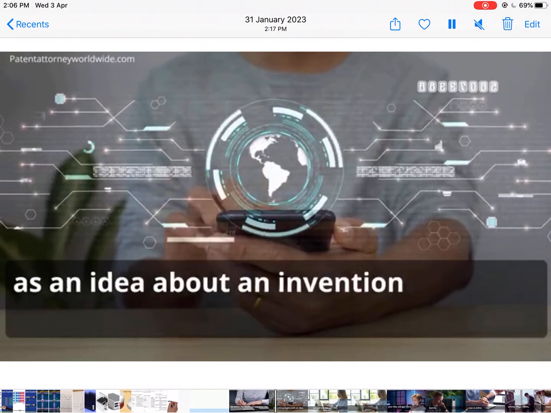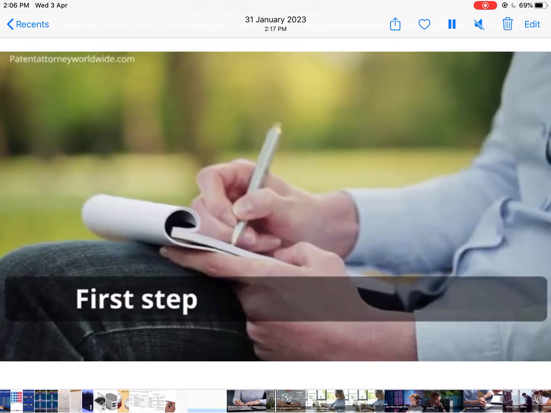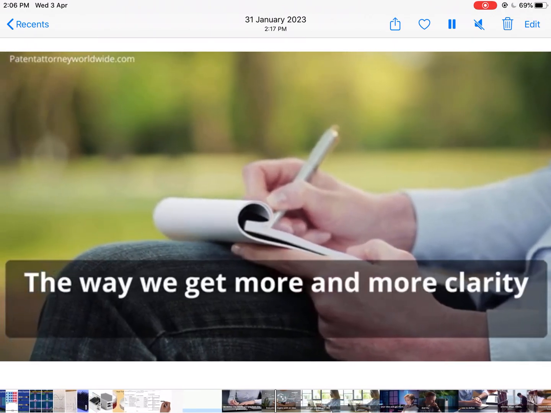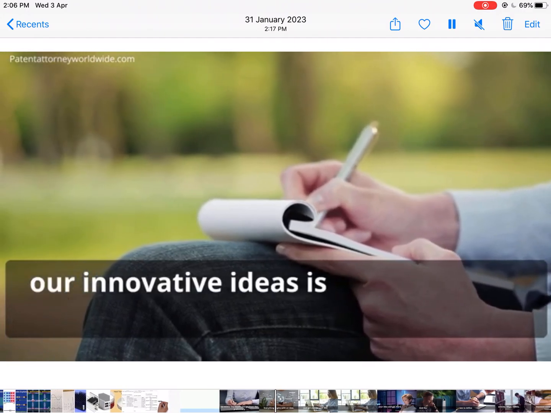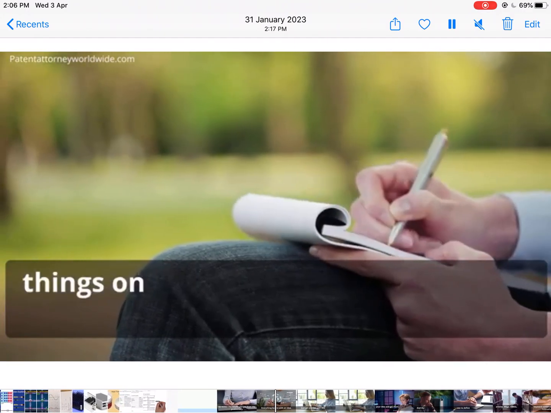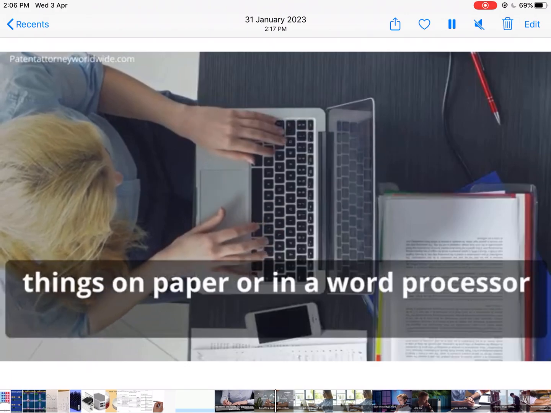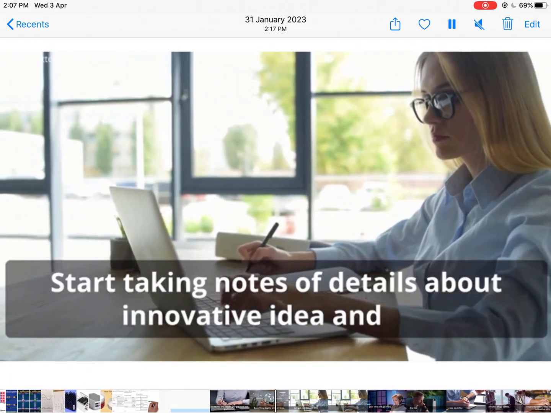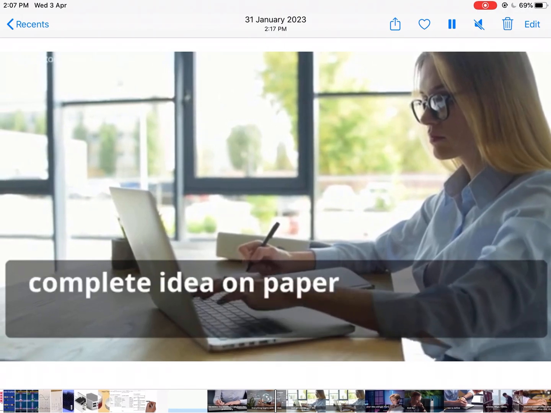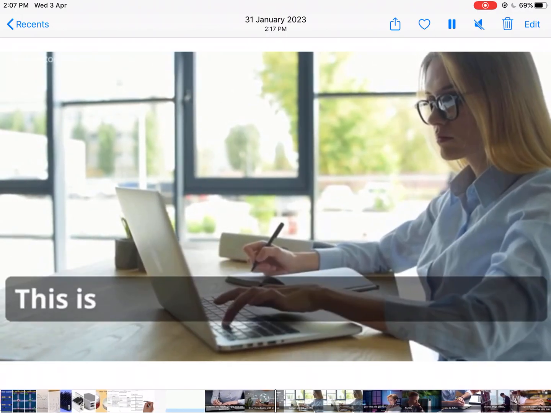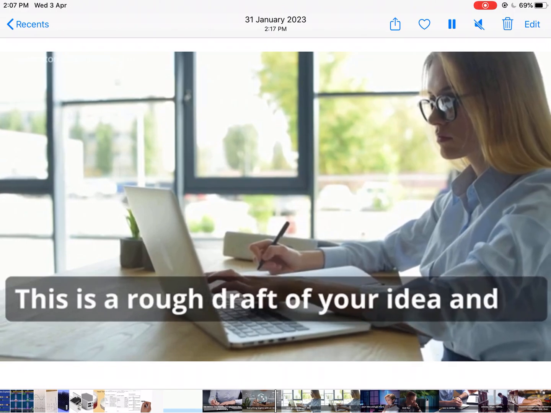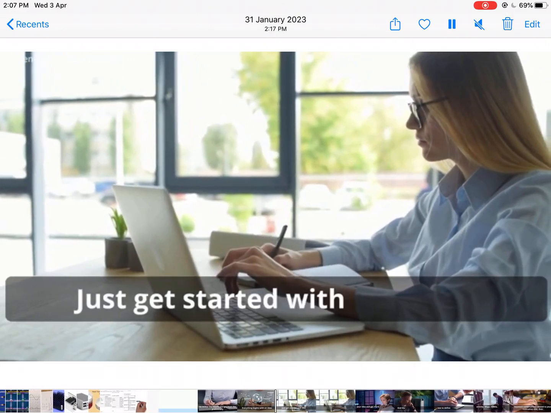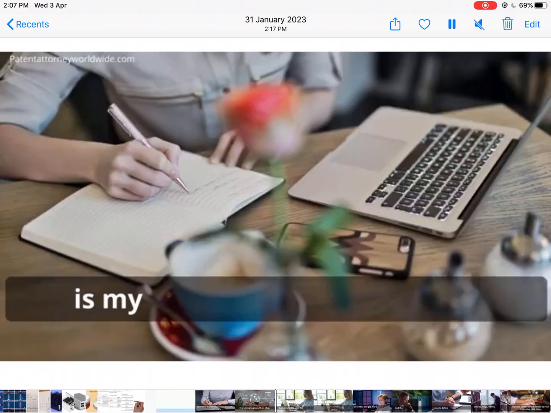Okay, once you have an idea about an invention, the first step is to get clarity on the idea. The way we get more clarity and more innovative ideas is when we start writing things down. So write down the things. You have word processors to do it online. Take the notes on the word processor or physically and keep the idea ready. Also prepare a soft copy of it. This is going to give you a rough draft of the basic idea.